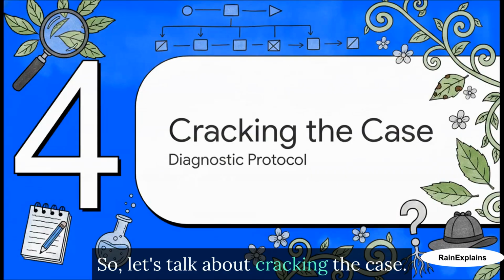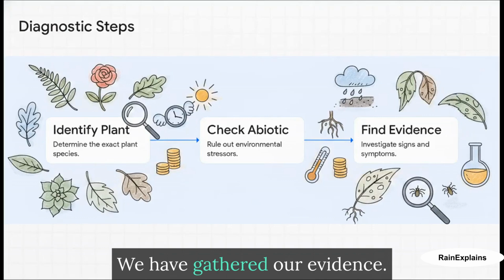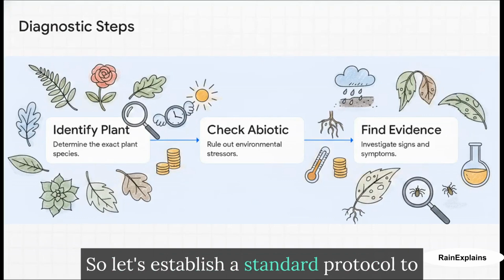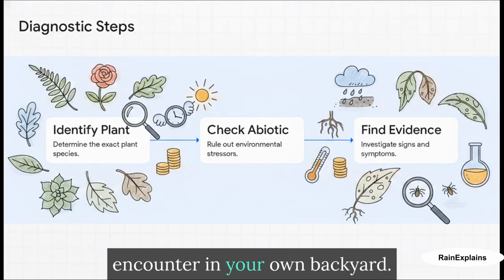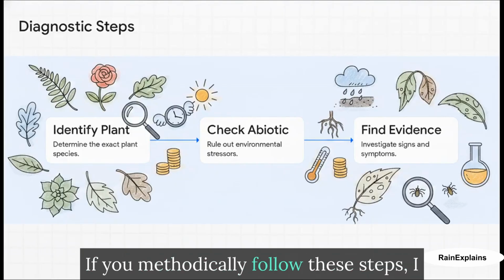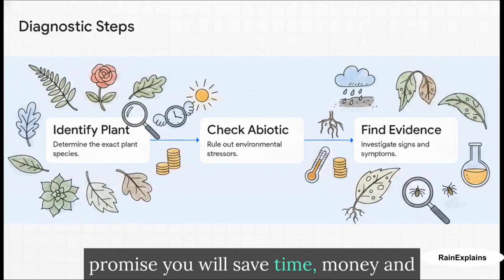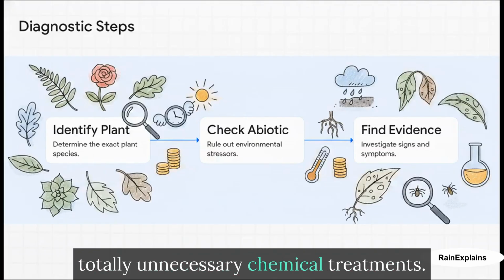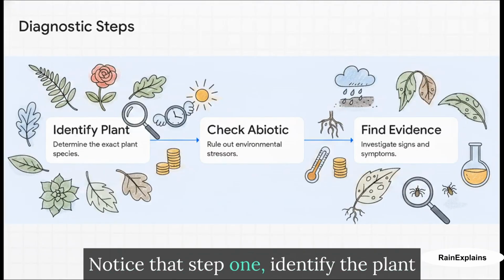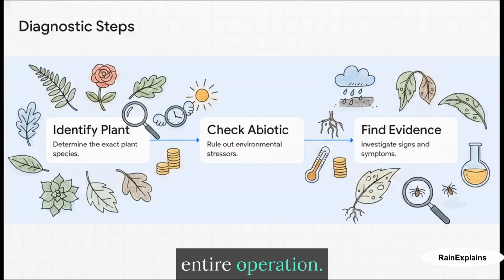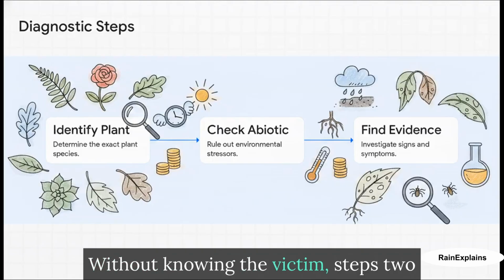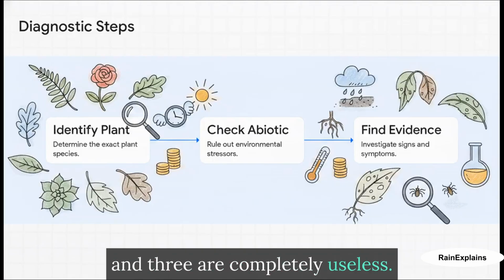So, let's talk about cracking the case. We have gathered our evidence, so let's establish a standard protocol to solve literally any botanical mystery you encounter in your own backyard. If you methodically follow these steps, I promise you will save time, money, and totally unnecessary chemical treatments. Notice that step 1, identify the plant species, is the absolute linchpin of the entire operation. I can't say it enough. Without knowing the victim, steps 2 and 3 are completely useless.